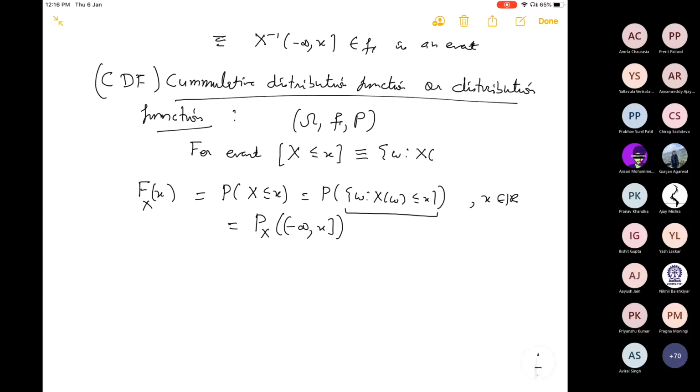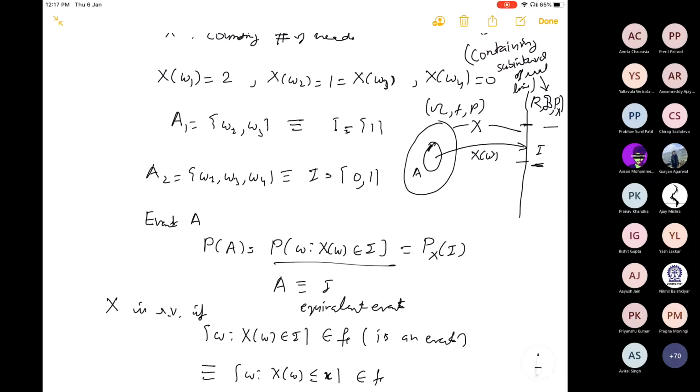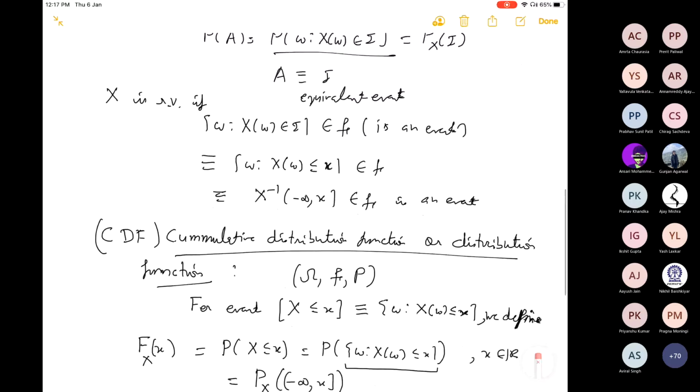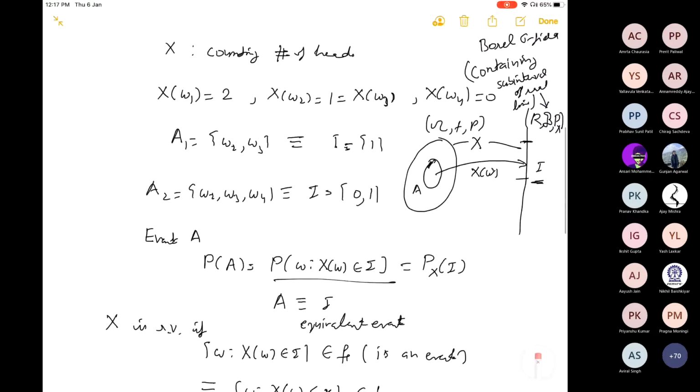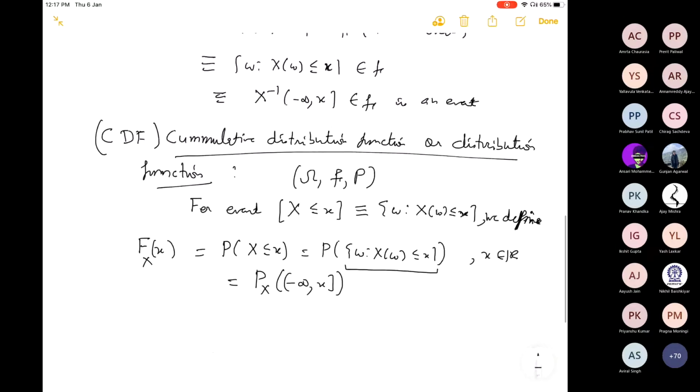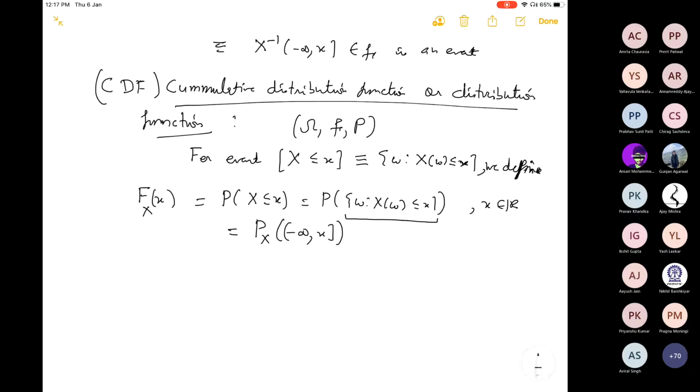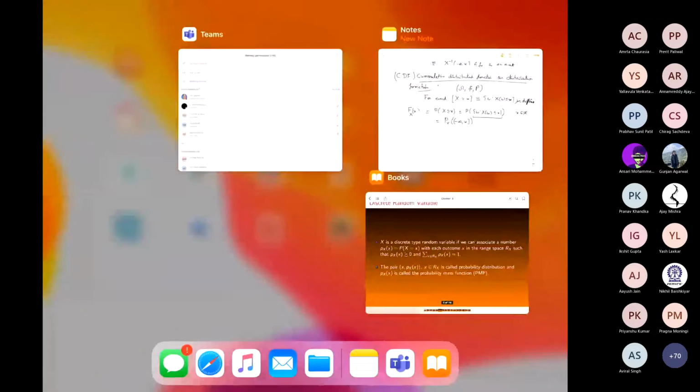Omega such that X(omega) is less than or equal to x. And this P_X is here. Because the events are equivalent, their probabilities will be equal. Because here you have seen that sub intervals of the real line will be there, therefore this is minus infinity to x. Okay, so let us take an example of a cumulative distribution function.